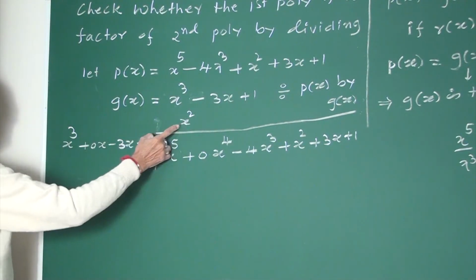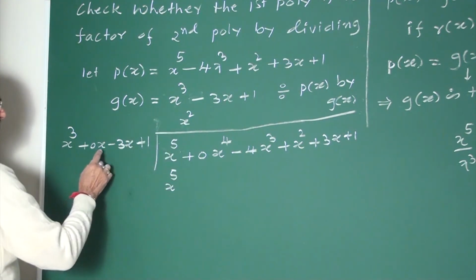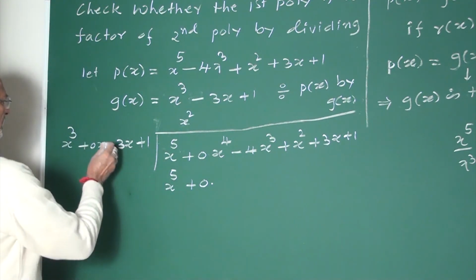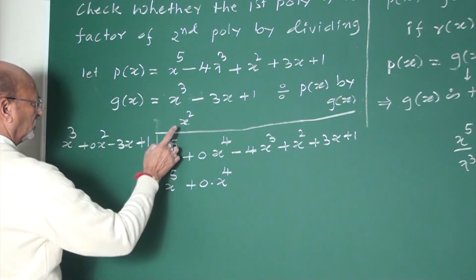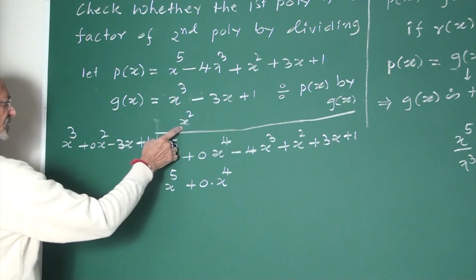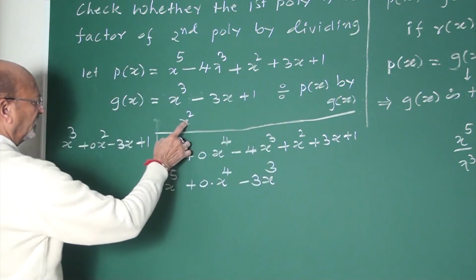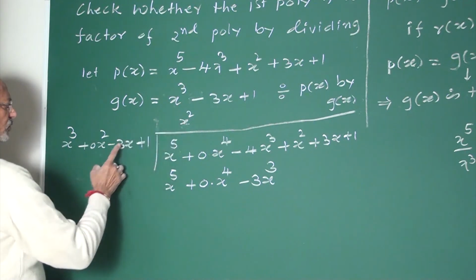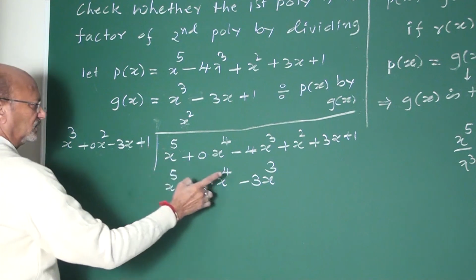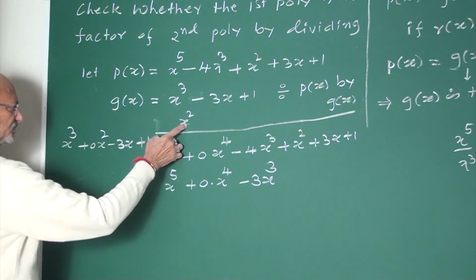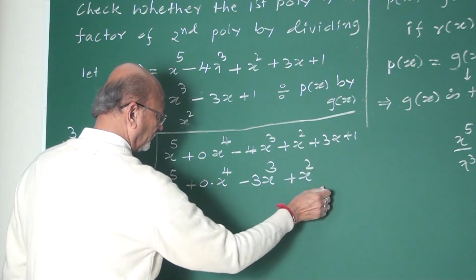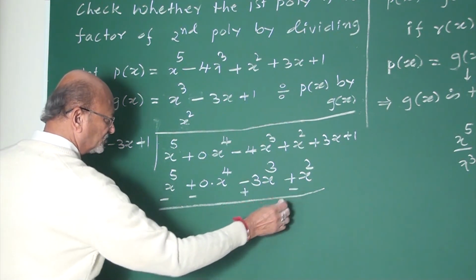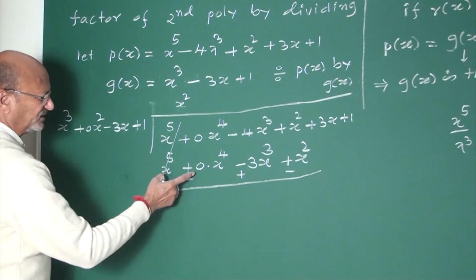This x square with x cube, x square with 0, x square with x is x cube, then x square with x square is x to the power 4, x square with minus 3x is minus 3x cube, x square with plus 1 is plus x square. Yes, my friends, draw a line. Sign change. Plus minus is cancelled. Anyway, it is 0, no need to write it.